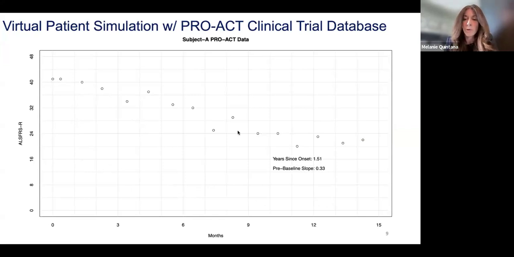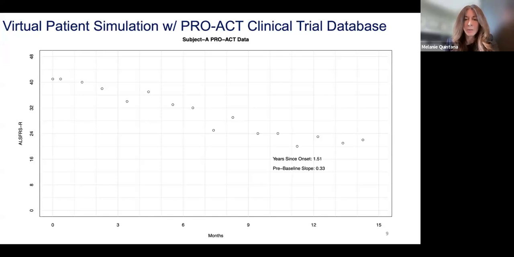We also can record information on their baseline characteristics. So this individual was 1.5 years from onset at the start of the trial. They had a value of ALS-FRSR a little bit above 40. Their pre-baseline slope, or what some people will call delta FRS, is 0.33. And these are interesting prognostics to help us try to predict future rates of progression and interesting baseline covariates that we might put in our analysis model.